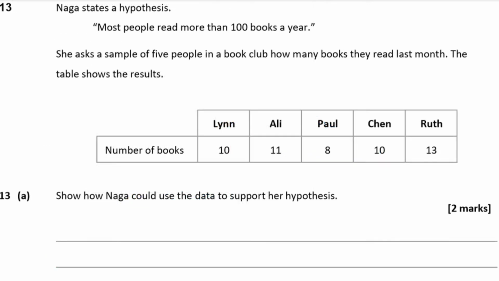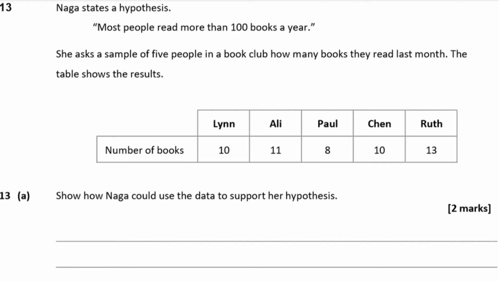Question 13. Naga states the hypothesis: most people read more than 100 books a year. She asked a sample of 5 people in a book club how many books they read last month, and the table shows their results. So, number of books: Lynn read 10, Annie read 11, Paul read 8, Chen read 10, and Ruth read 13. Show how Naga could use this data to support her hypothesis.